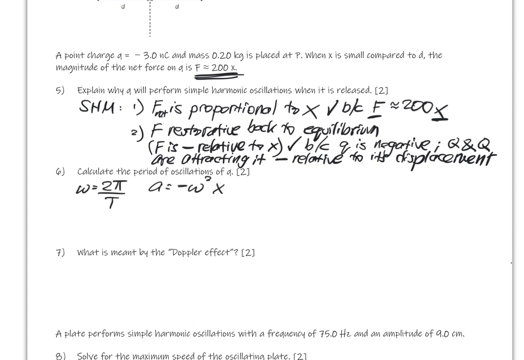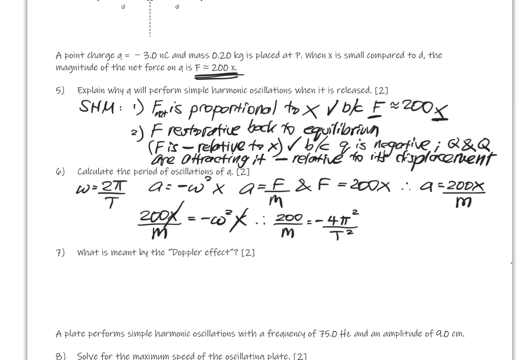So anyway, we also have an equation that includes angular frequency, and it's a equals negative omega squared x. Let's not forget that a is F over m, and we know that F is roughly 200x. I'm going to say equals because close enough. I don't know why they said approximately. Anyway, I'm going to say it's equals for the intents of this equation. All right, so 200x over m equals negative omega squared x.